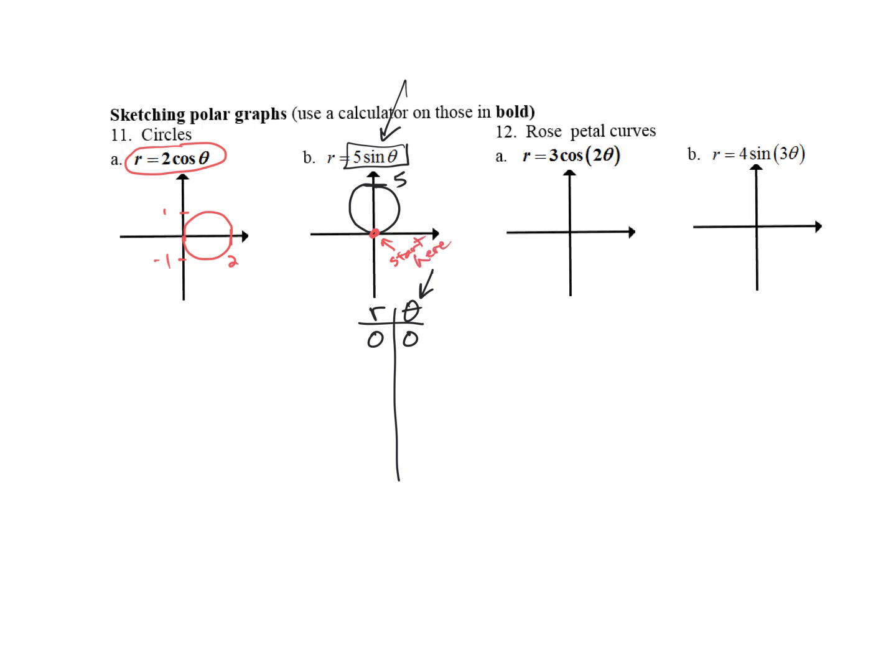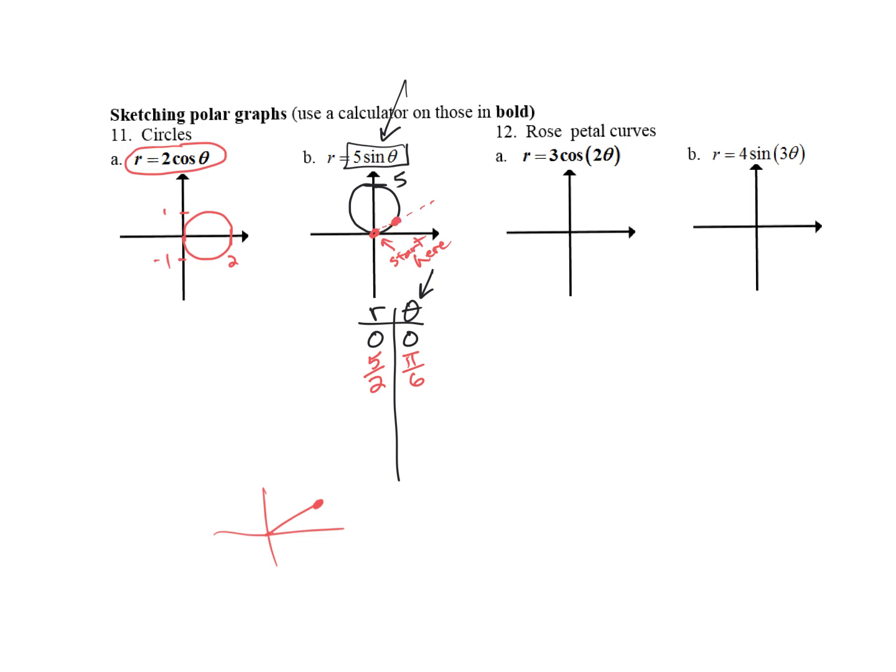And then if I plug in, say, how about pi/6? What is the sine of pi/6? 1/2, yeah. So it's 1/2 times 5, or 5/2. So this is pi/6, and 5/2 would be, I'd go out at that angle pi/6, and then go out 5/2, about 2.5, gets me right there. So I've got another point on the graph.